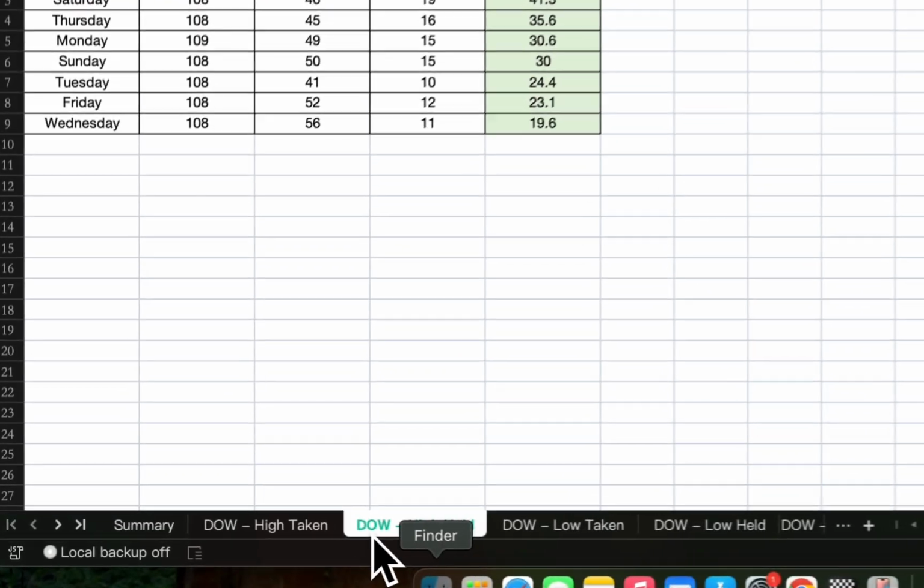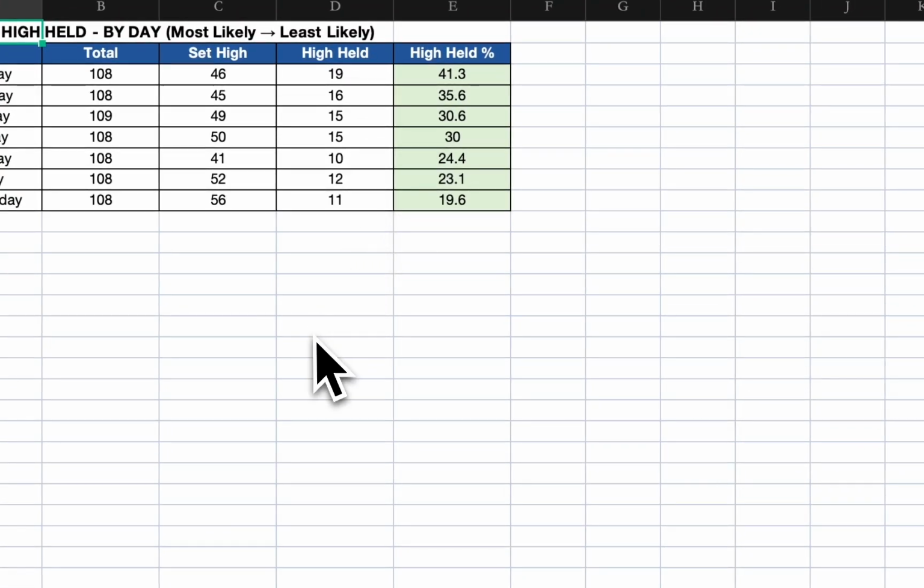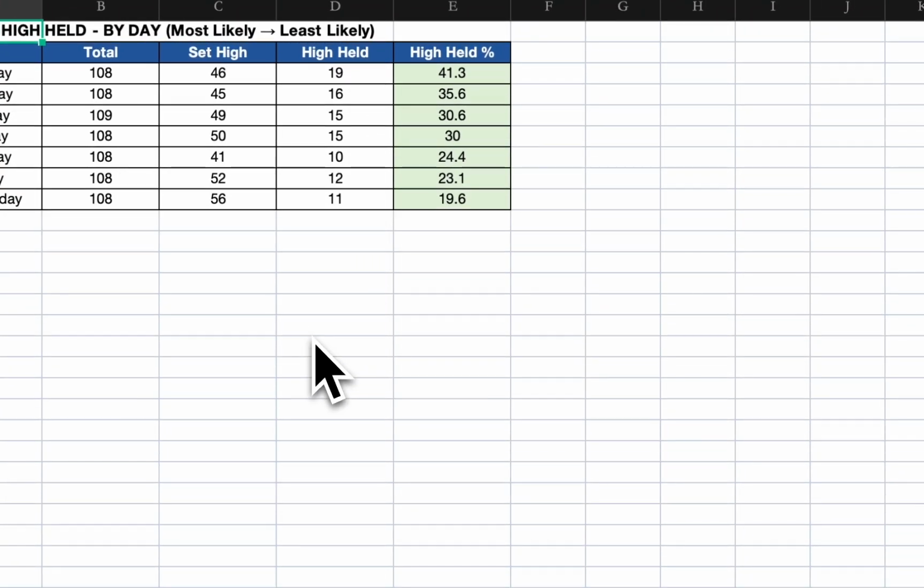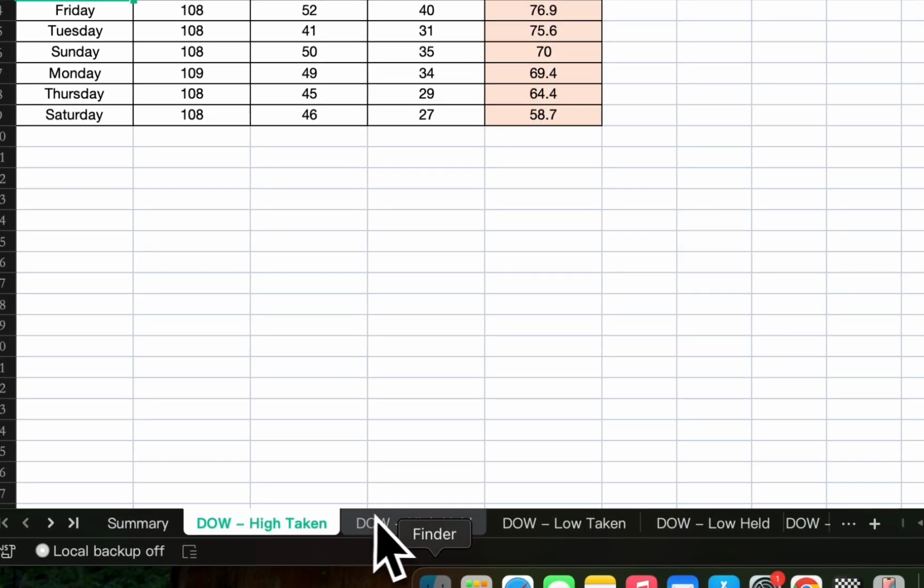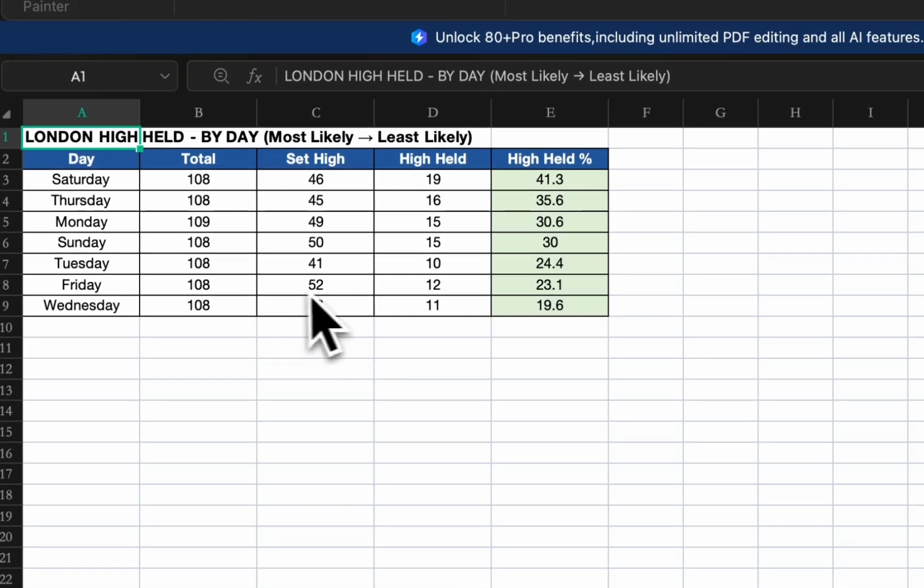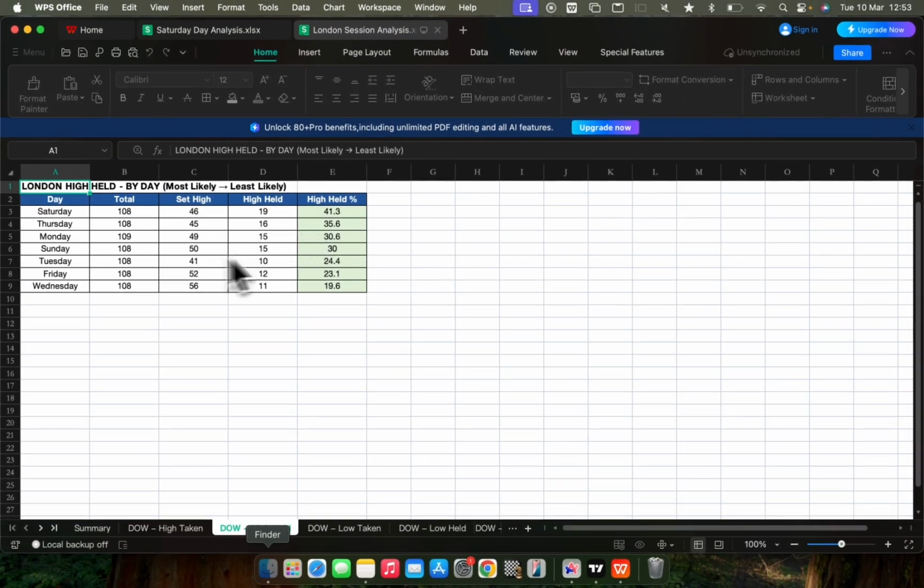So we can do days of the week for the low. We can just do days of the week where the high was taken and days of the week when the high was held. Okay, so Saturday was the lowest day. We could get that from this. Then we can do the same for the lows.